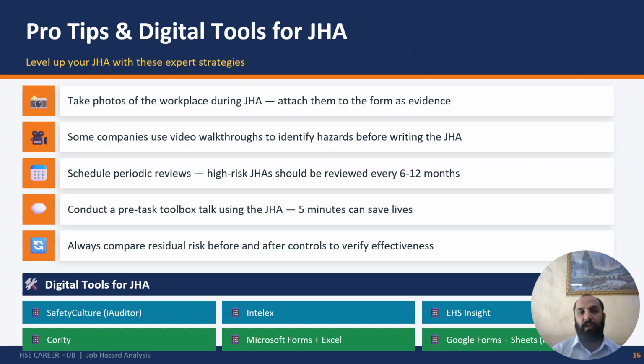Alright, we are almost at the end, and I want to leave you with some tips that took me years to learn. Tip 1: take photos. When you do your site walkthrough for the JHA, take pictures of the work area, the equipment, the hazard points. Attach them to the JHA form. Why? Because 6 months later, when there is an incident investigation, you have photographic evidence of the conditions at the time. That's incredibly powerful.